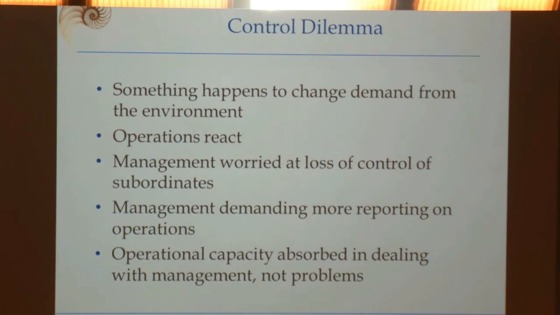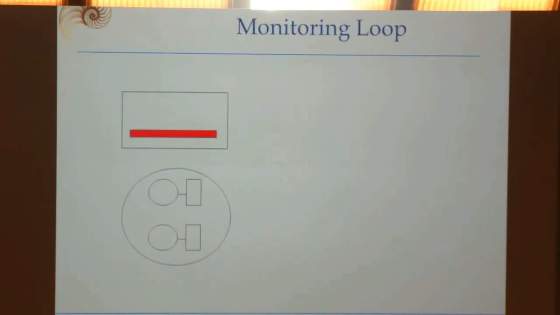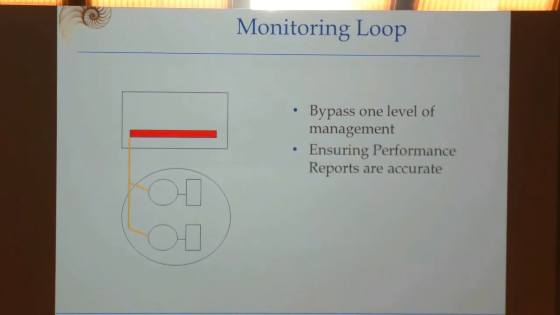The way out of it is structural. So it's this little known thing called the monitoring loop. This goes down from one level of management, bypasses another level of management, and looks at, qualitatively, what is actually going on in the operations. Part of the reason for this is to ensure that when we get performance reports, we actually understand what they mean. And it's about deepening your understanding of what happens in the organization.